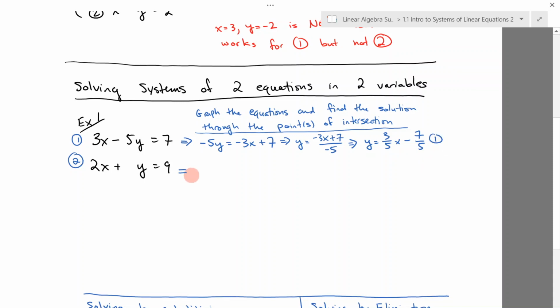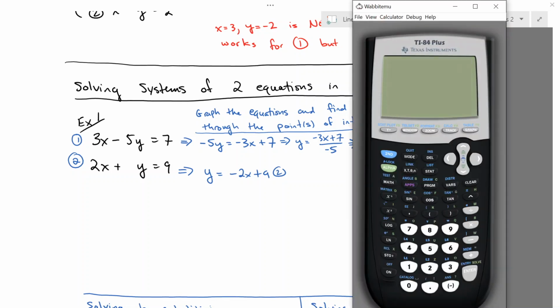And we do the same thing for the second one, so I subtract the 2x over. So y equals minus 2x plus 9, and then now it's already in slope-intercept form, right? So the second equation is pretty straightforward. Okay, so now I have my two equations both in slope-intercept form, so now I can graph them.